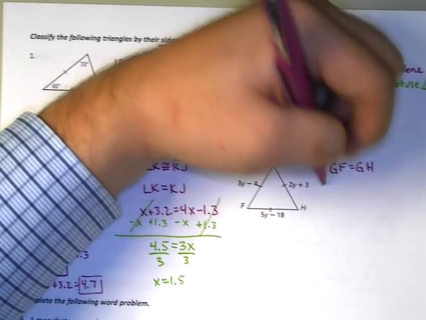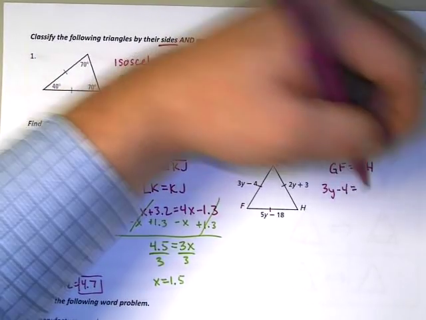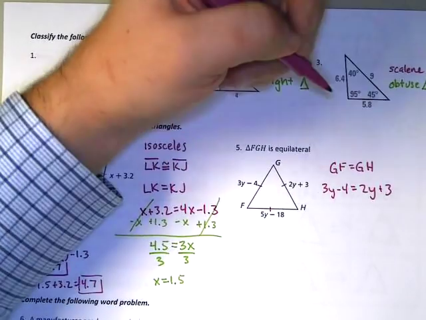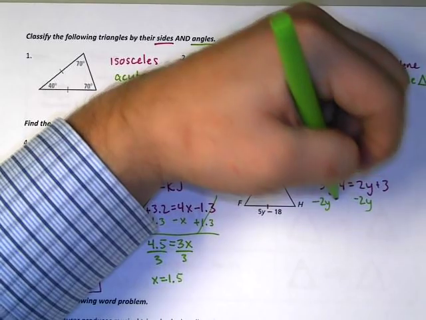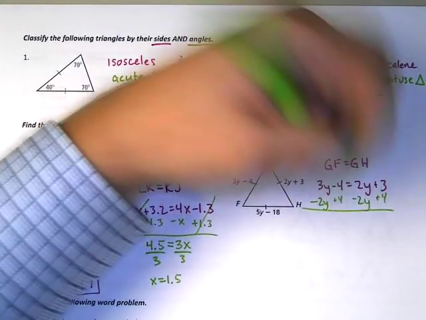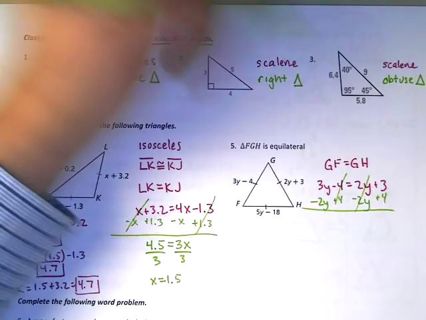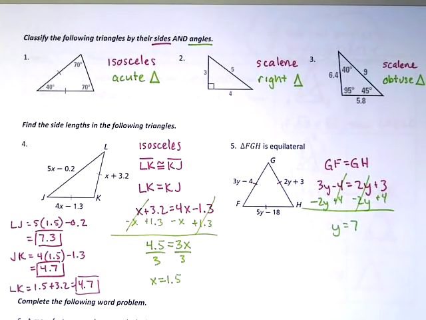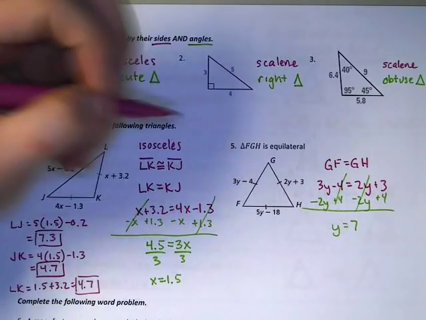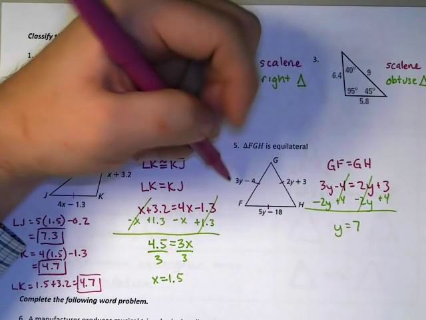So I'm going to say that 3y minus 4 is equal to 2y plus 3. And I'm going to solve. So minus 2y plus 4. So cancel and cancel. I end up getting y is equal to 7. Alright, I'm not quite done. Once I know y is equal to 7, I need to plug in.